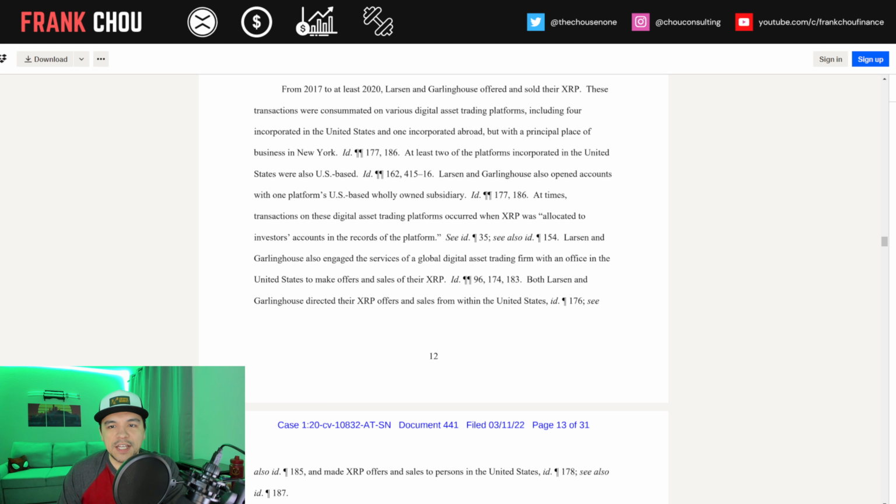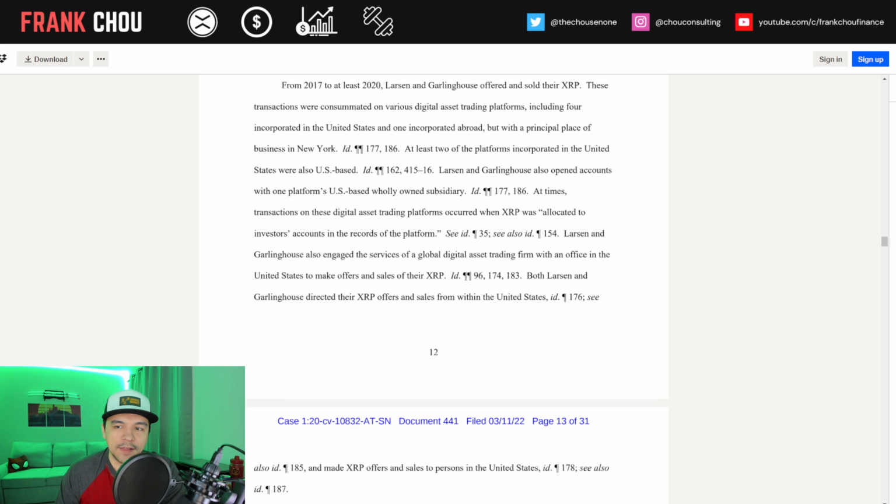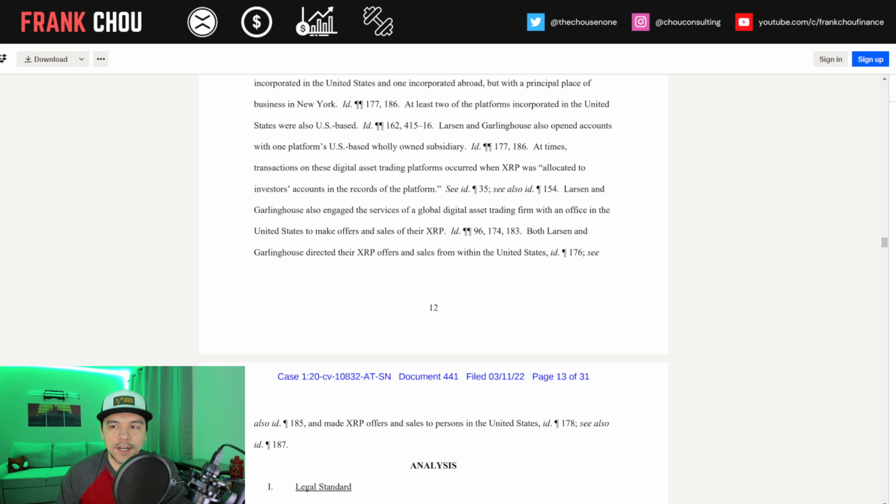From 2017 to at least 2020, Larsen and Garlinghouse offered and sold their XRP. These transactions were consummated on various digital asset trading platforms, including four incorporated in the U.S. and one incorporated abroad, but with a principal place of business in New York. At least two of the platforms incorporated in the U.S. were also U.S.-based. Larsen and Garlinghouse also opened accounts with one platform's U.S.-based wholly owned subsidiary.